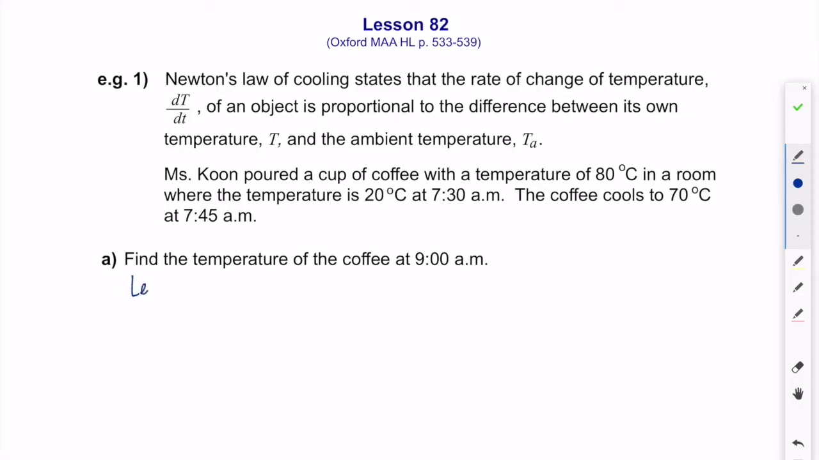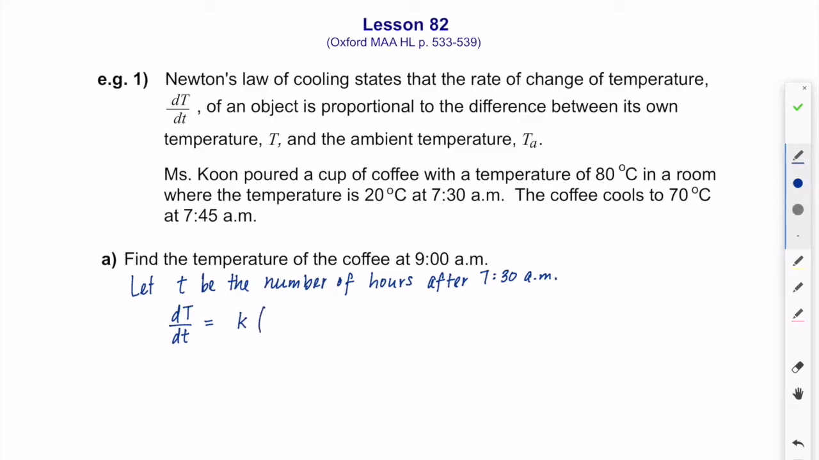And I'm going to say let t be the number of hours after 7:30 a.m. Okay, so t equals 0 is 7:30 in the morning. And here we are given dT/dt. This rate of change is proportional. So from yesterday's lesson, we know that a proportionality constant k can be introduced.